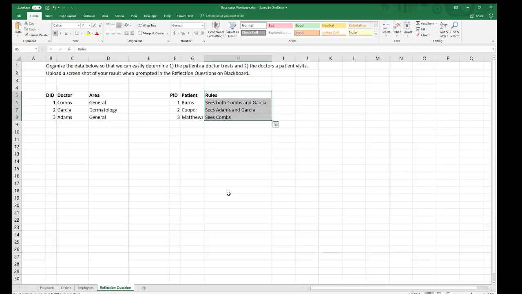And when you're done, go ahead and upload a screenshot of the results. So please don't upload the entire workbook. Just take a shot of the image of how you've stored it and then upload that to Blackboard. The upload is provided directly inside of the reflection questions.